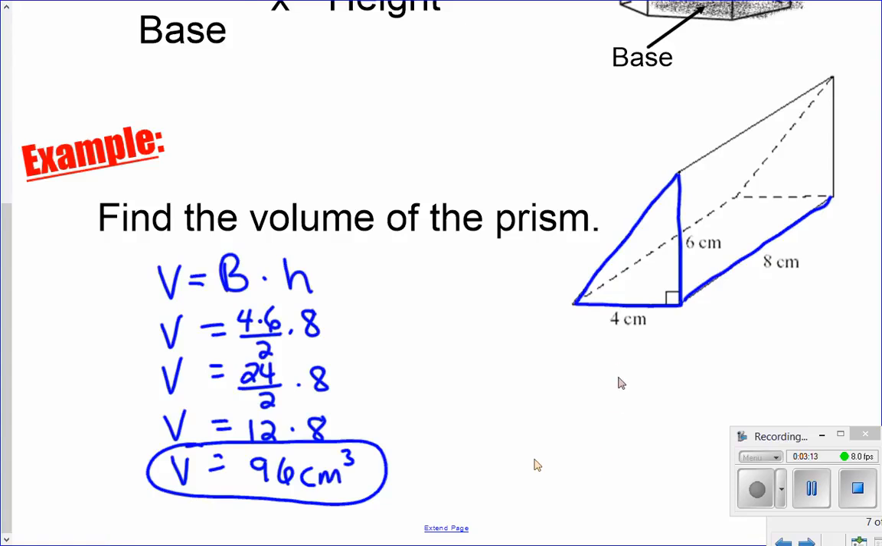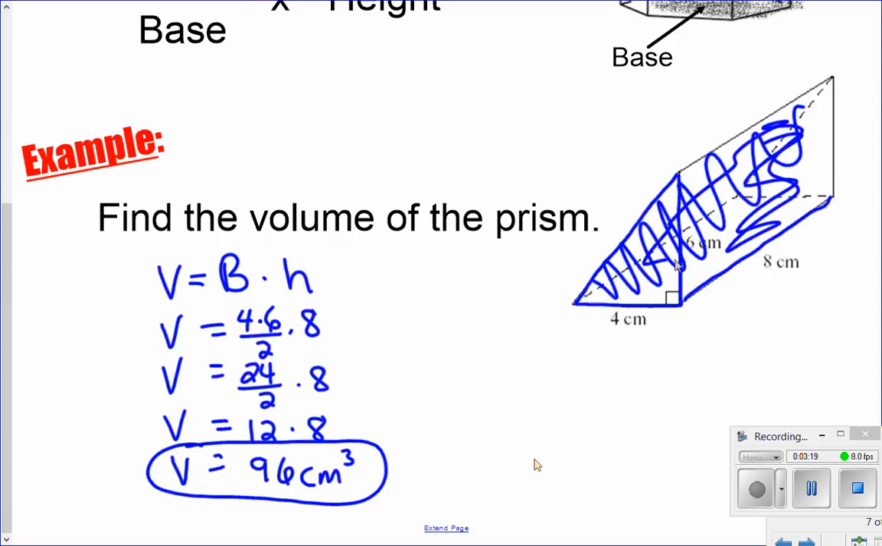Now keep in mind, when we're talking about volume, we're talking about filling up this prism. So if I filled it with sand or water or some kind of substance, that's what we just calculated. So this particular prism holds 96 centimeters cubed of something. Let's take a look at another example.